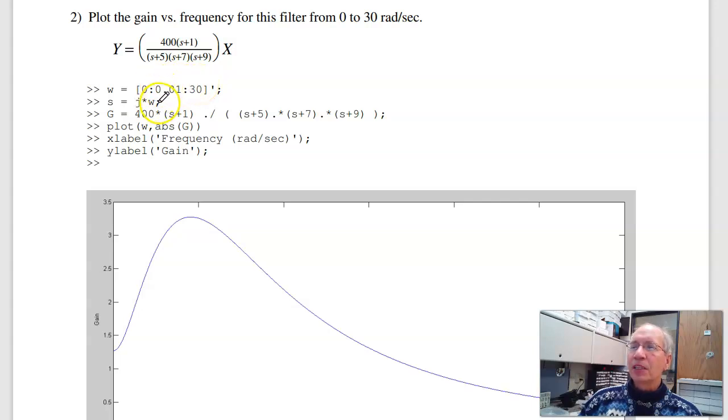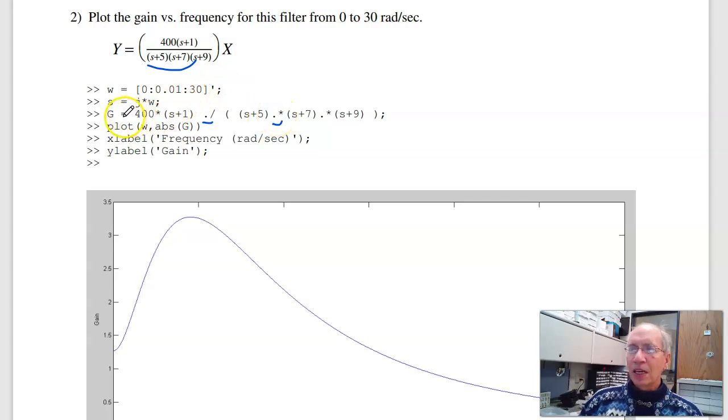S is j omega. The gain, this guy right here, is the way you write it. 400 times s plus 1 divided by s plus 5 times s plus 7 times s plus 9. I need the dot notation. That tells Matlab, don't treat that like a matrix divide or matrix multiply. Treat that as 3,000 separate problems. Solve all 3,000 separately.